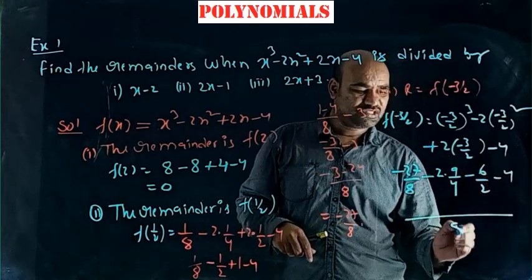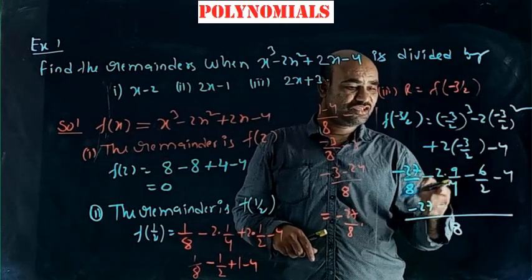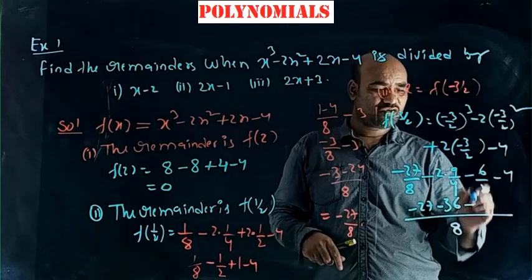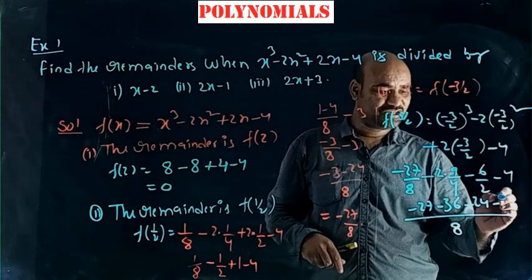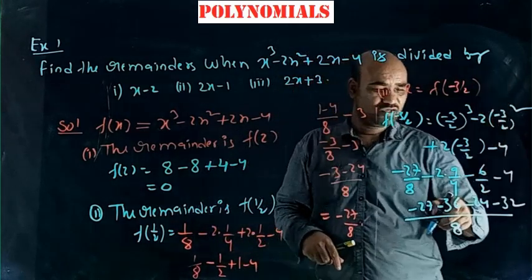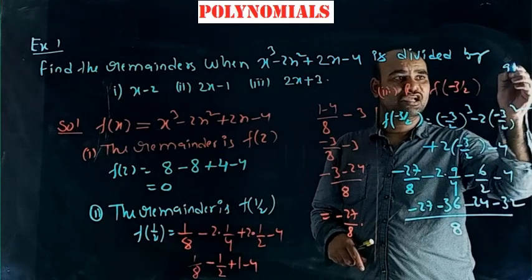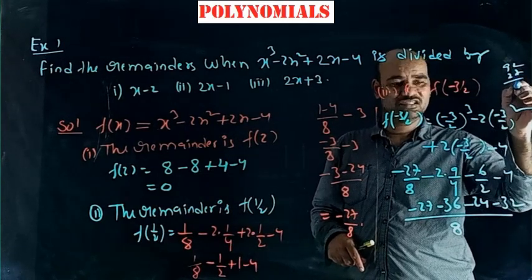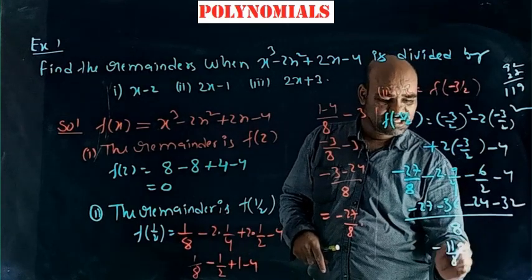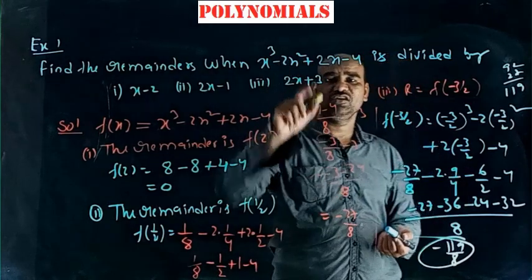Directly, my LCM is 8. Minus 27, 9 2s are 18, 18 2s are 36. Okay, minus 4 is 24, minus 32. So I need to simplify this. 24, this is 40, 60, 92, 92 and 27, minus 119 by 8. This is the remainder when this polynomial is divided by 2x plus 3.